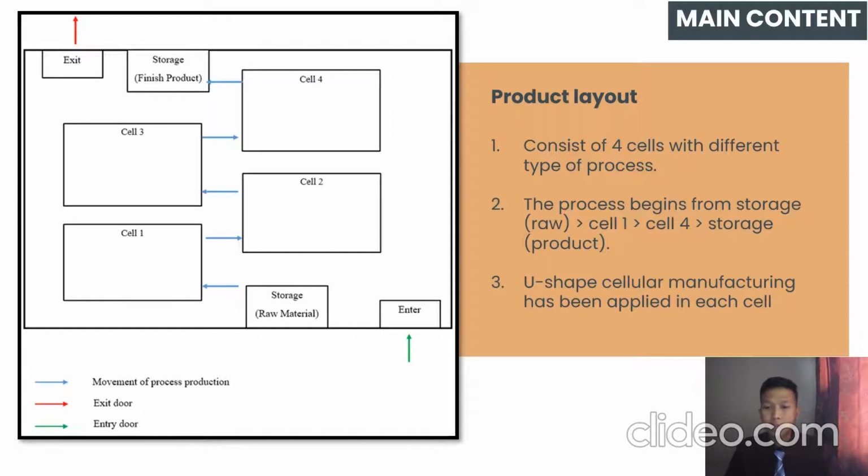So I will be explaining the product layout. As you can see in the slide, that is our production layout for our products. It consists of 4 cells with different types of process.